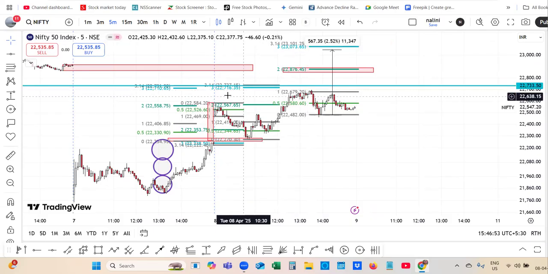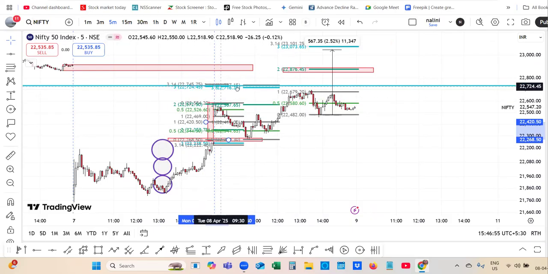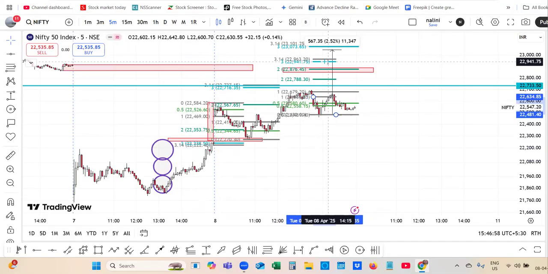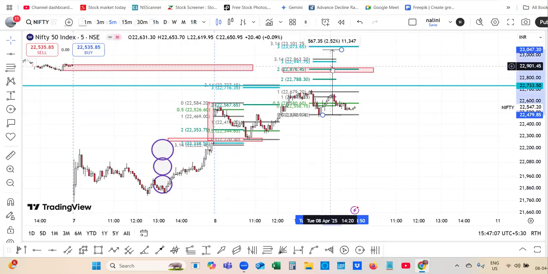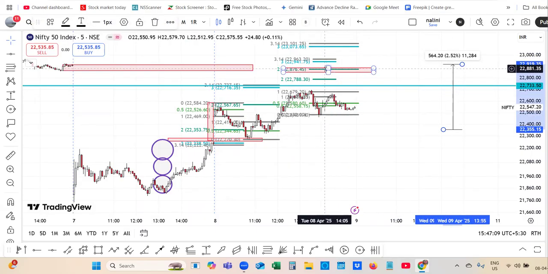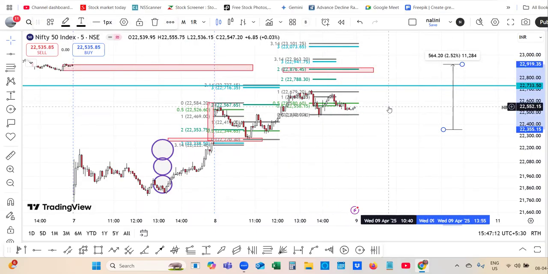Almost it completed. And the third cycle, if I take this from here, it comes to around 22,963 to 900. And from there, I am getting this move. Probably the market can go up to 22,963. It may stall around that, or it can even extend up to 23,073. That is the third cycle we can anticipate in the market.